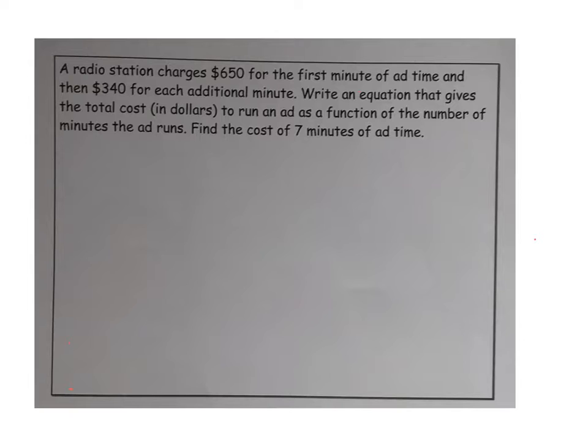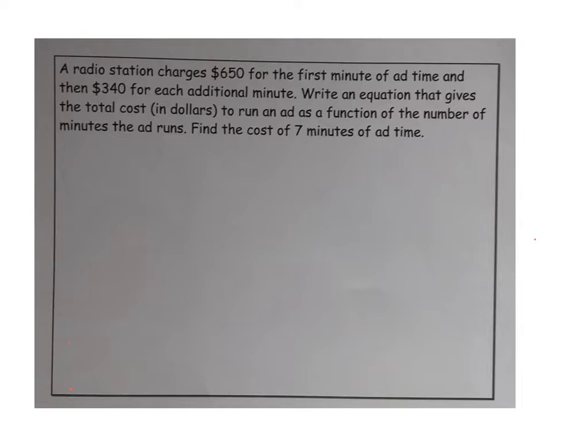So here is a word problem in which we can use point-slope form to solve a situation and actually come up with an equation to work with. It says your radio station charges $650 for the first minute of ad time and then $340 for each additional minute. Write an equation that gives the total cost in dollars to run an ad as a function of the number of minutes the ad runs.